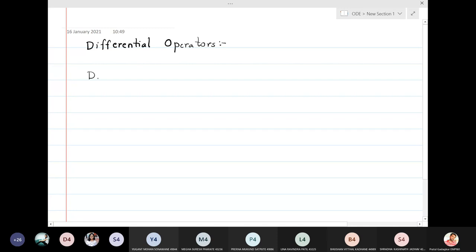Okay, so the next section that we are going to see in this lecture is called differential operators. So let us see what is meant by a differential operator. We are going to denote capital D as d by dx, meaning the derivative with respect to x.